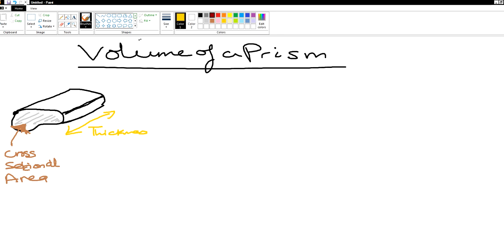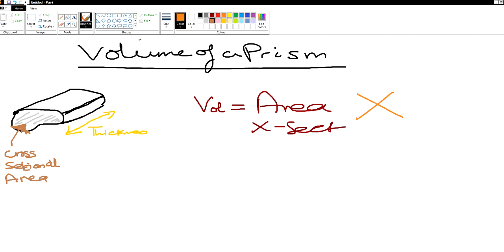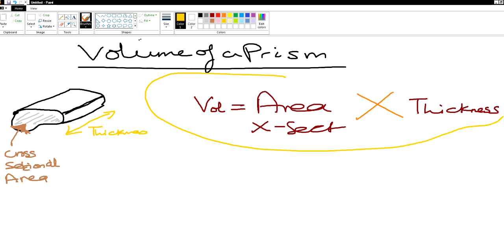Is that in our book? Yeah. So volume of a prism is equal to the area of the cross-section. Cross-section is sometimes written like this. And then we multiply that by the thickness. Sometimes they call it the length if it's lying down or height if it's standing up. So that is the formula for volume of a prism. We'll be using that formula today. Copy that down, Fami.